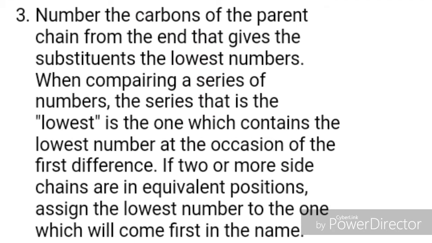Rule 3. Number the carbons of the parent chain from the end that gives the substituents the lowest numbers. When comparing a series of numbers, the series that is the lowest is the one which contains the lowest number at the occasion of the first difference. If two or more side chains are in equivalent positions, assign the lowest number to the one which will come first in the name.